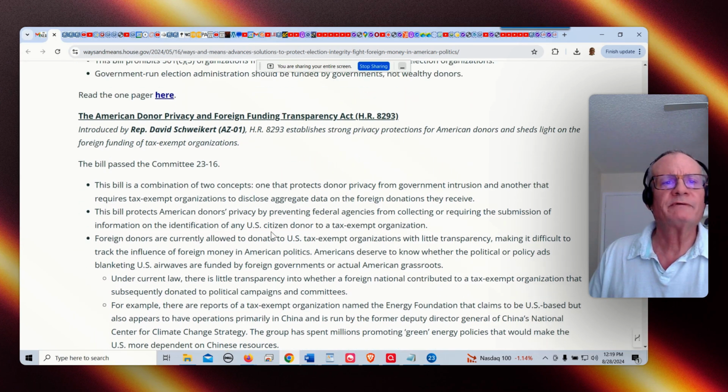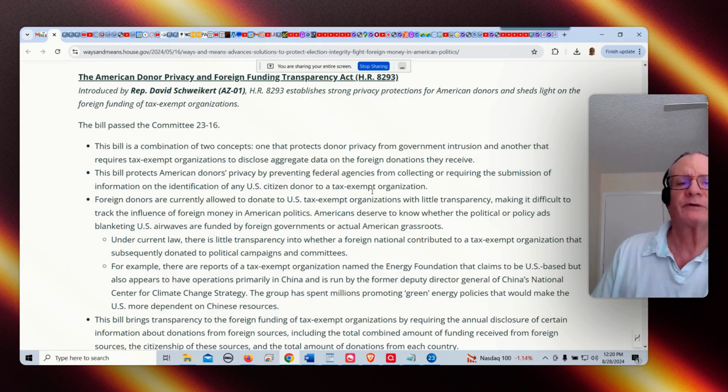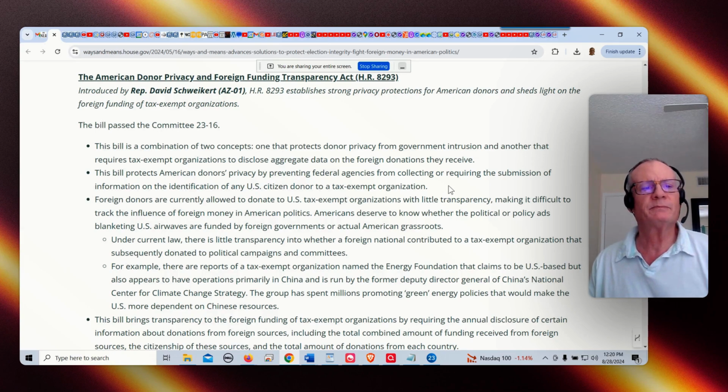The American Donor Privacy and Foreign Funding Transparency Act. Okay. Now, currently, donors to a tax-exempt organization are disclosed on Schedule B. Okay. This bill seeks to protect American donors' privacy by preventing federal agencies from collecting or requiring the submission of information on the identification of any U.S. citizen donor to a tax-exempt organization.